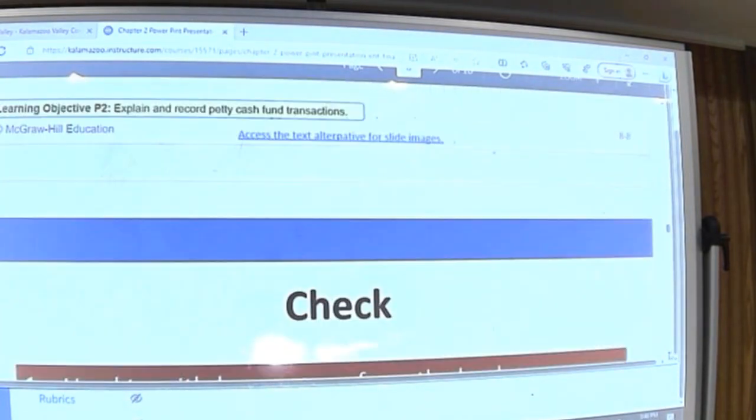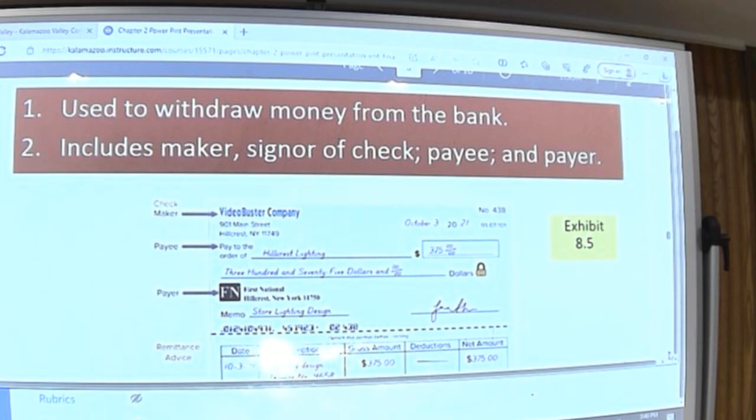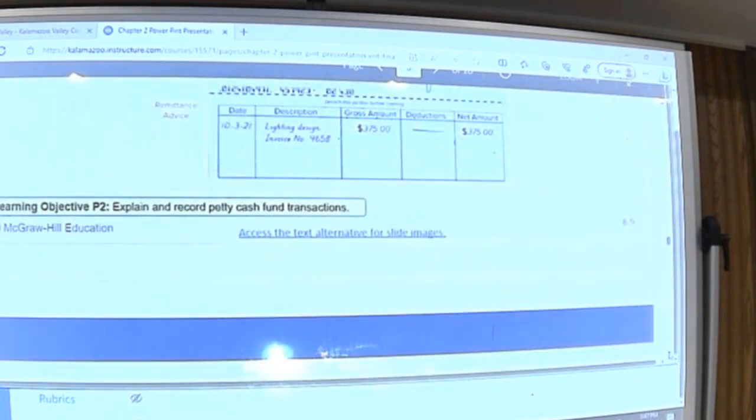Check. There's a picture of one, the maker of the check, the signer of the check, the payee, that's the person that it is made out to, and the payor, that's the person that signs the check.